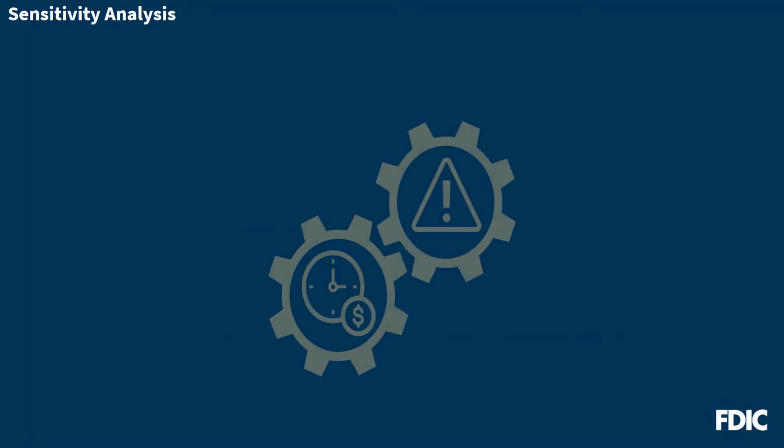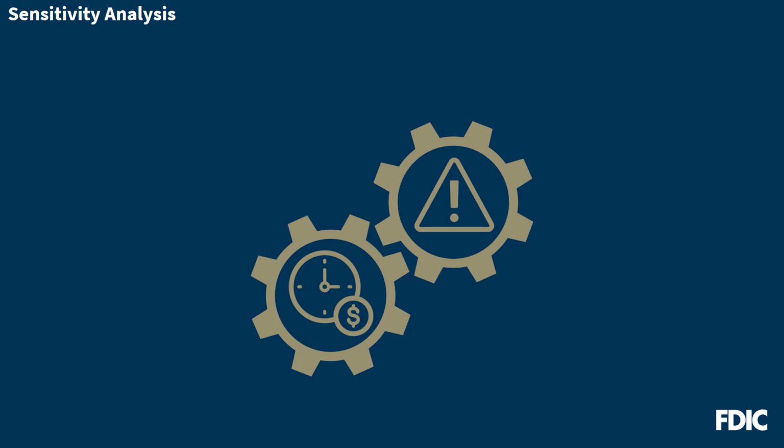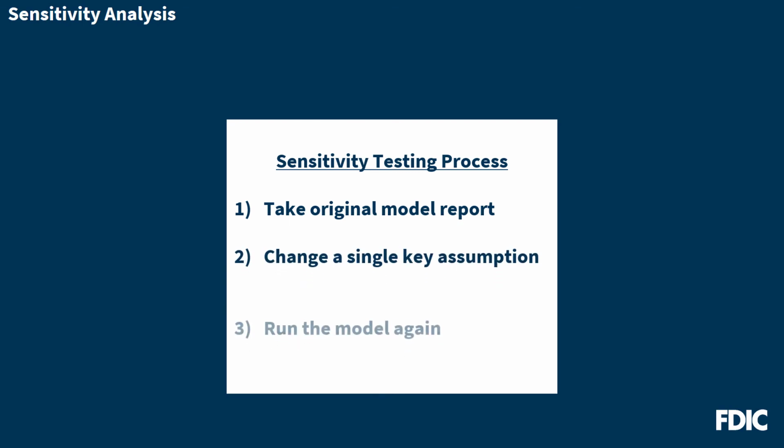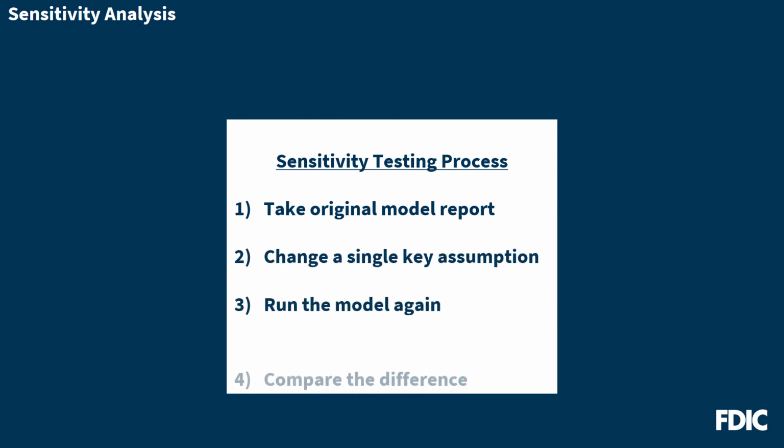With assumptions, a bank also needs to determine which have the most influence on the model results. This can be done by conducting sensitivity testing or sensitivity analysis. This is performed by taking the original model report, that is, the one presented to the board, changing a single key assumption, rerunning the model, and reviewing the differences between the two results.